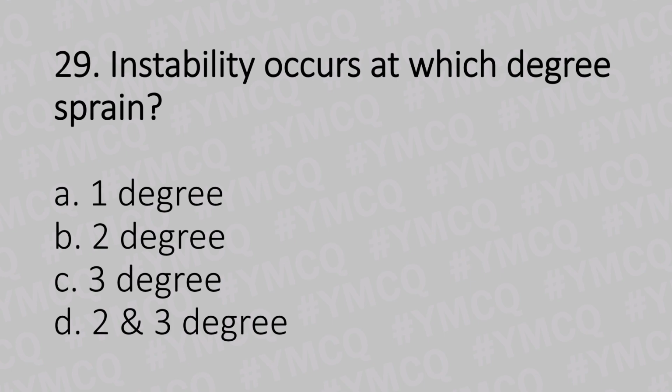Moving to our 29th question, instability occurs at which degree sprain? Option A, first degree sprain. Option B, second degree sprain. Option C, third degree sprain. Option D, second and the third degree sprain. And the answer is option C, third degree sprain.